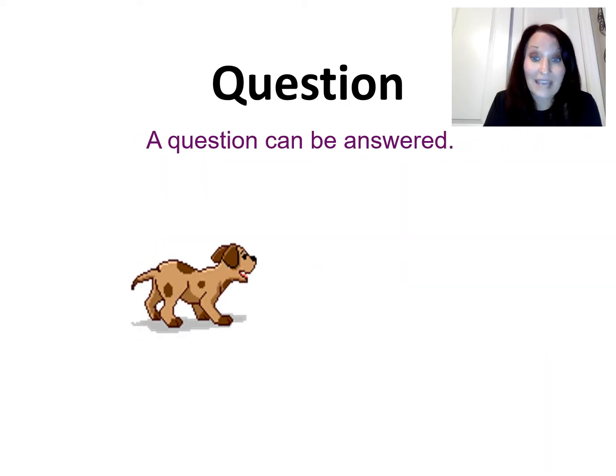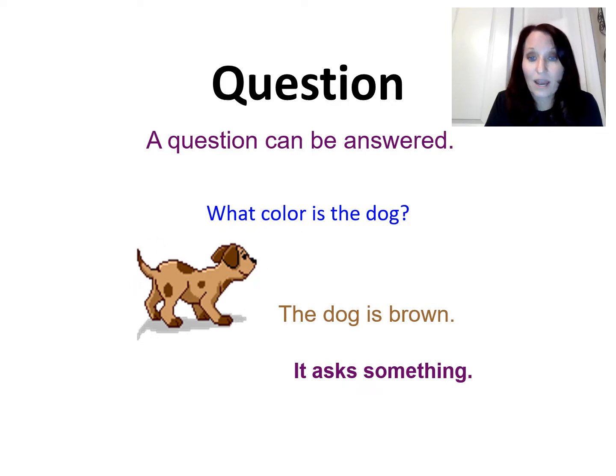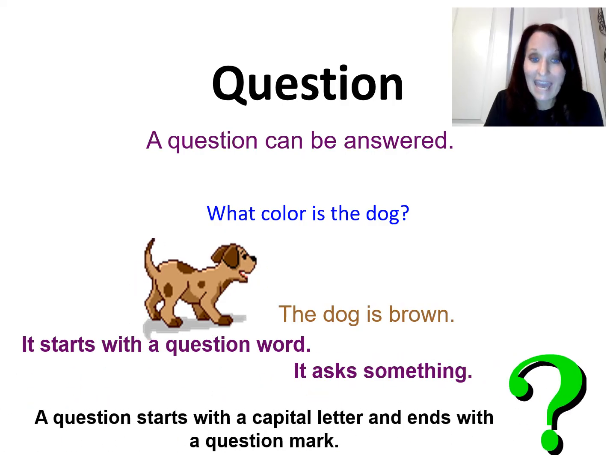Questions can also be answered. For example, what color is the dog? The dog is brown. And it asks something. It starts with a question word. And a question also starts with a capital letter and ends with a question mark.